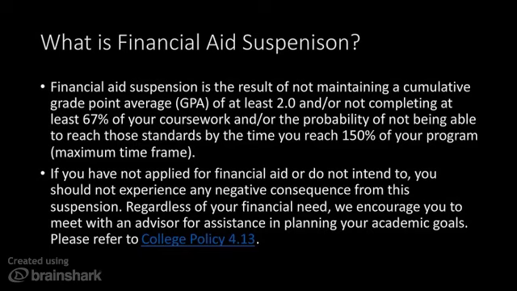If you have not applied for financial aid or do not intend to, you should not experience any negative consequence from this suspension. Regardless of your financial need, we do encourage you to meet with your advisor for assistance in planning your academic goals. You can schedule an appointment with your advisor by visiting Counseling and Advising at T2500 or calling 612-659-6700. For further information, you may visit the link to the College Policy 4.13 in regards to satisfactory academic progress.